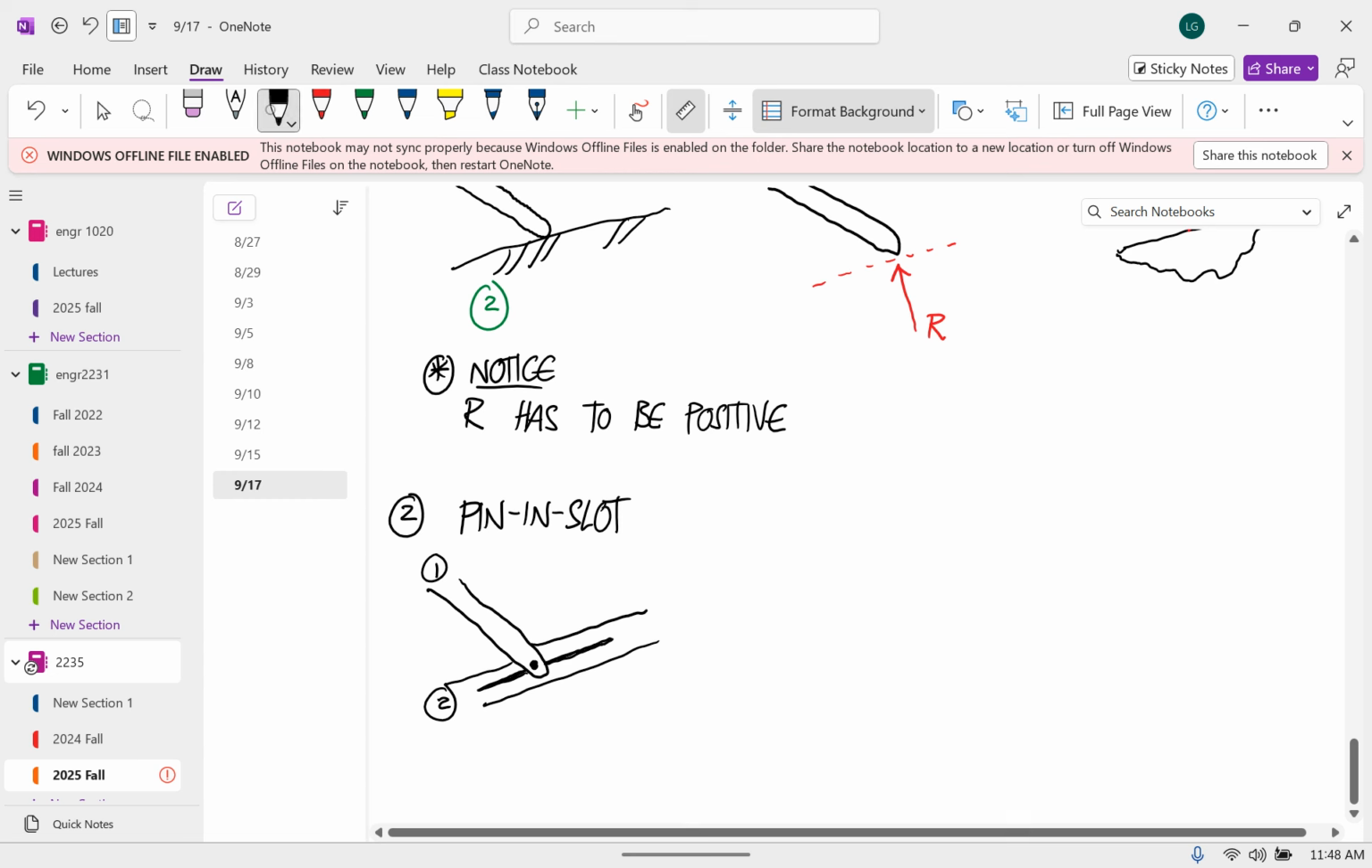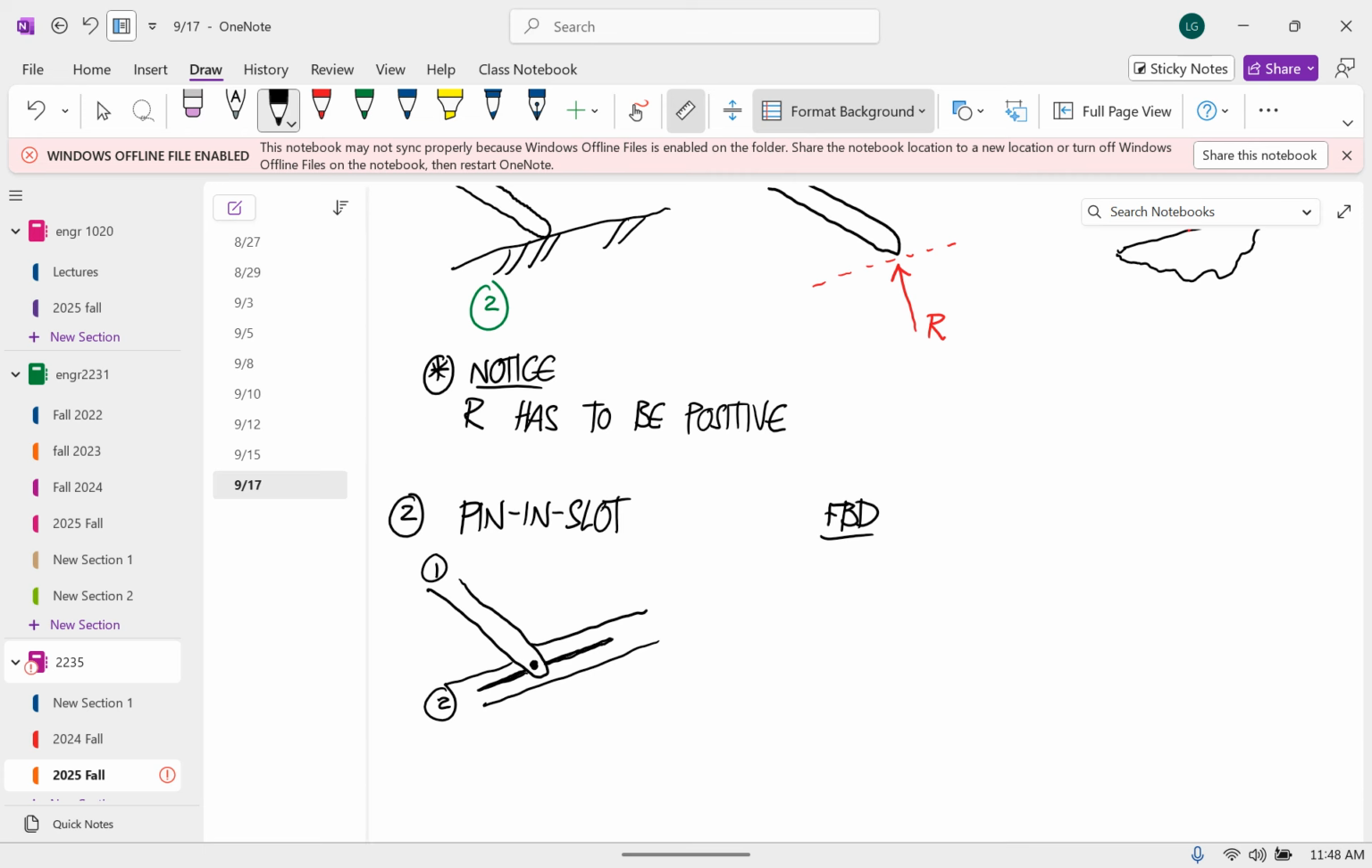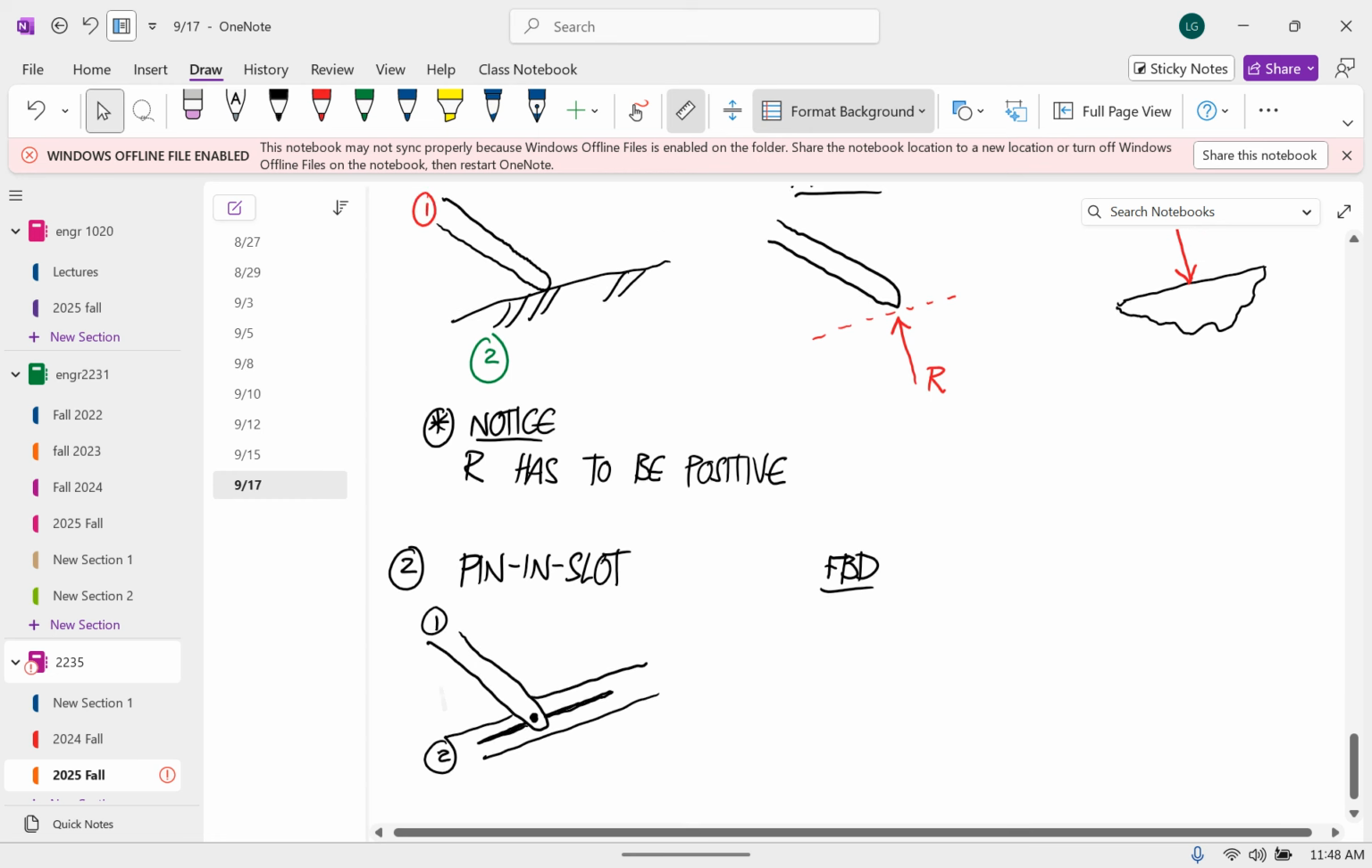Sorry, when you said that R has to be positive, that's just for body 2? For both, yeah. Could you scroll up a bit for like half a second so that I could see the second one?